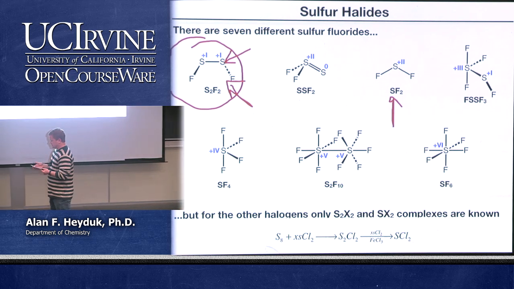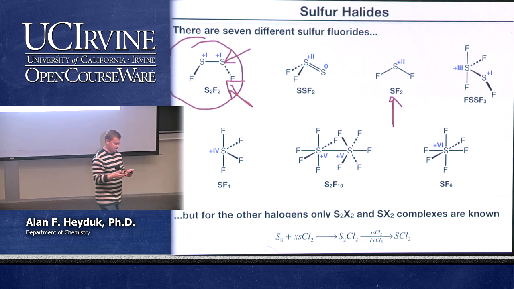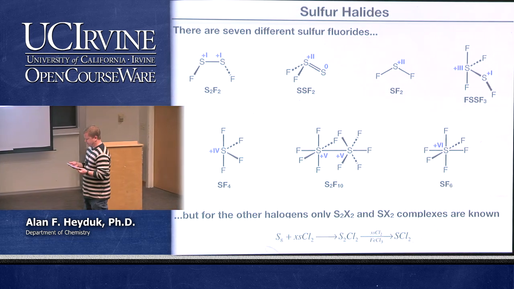And of course, the same is true for bromine or iodine. They don't have the oxidizing power to generate, for instance, SCl6. Just doesn't happen.